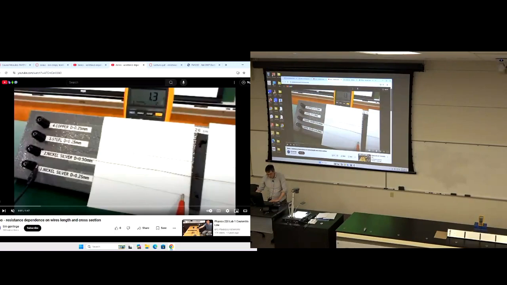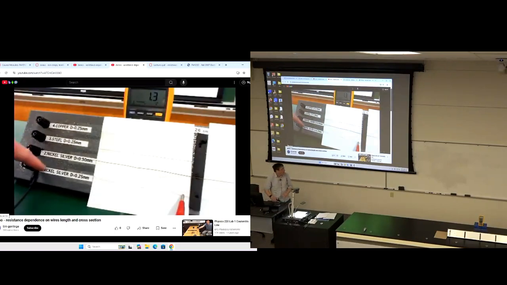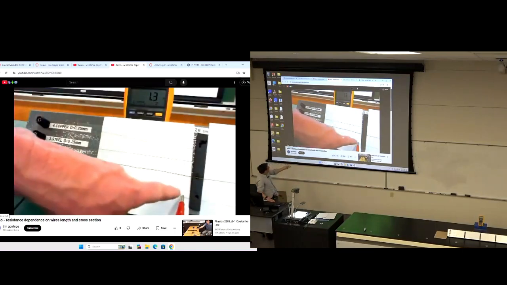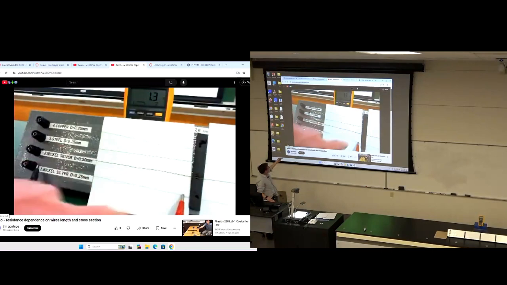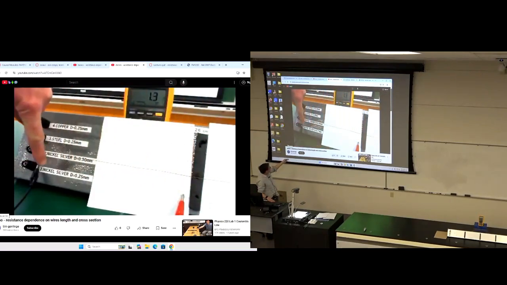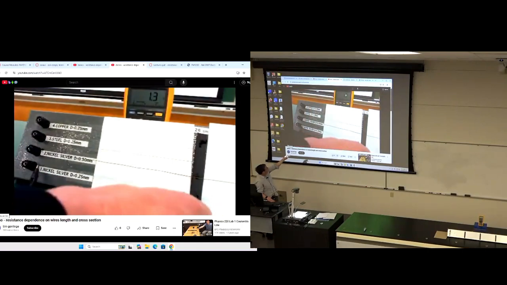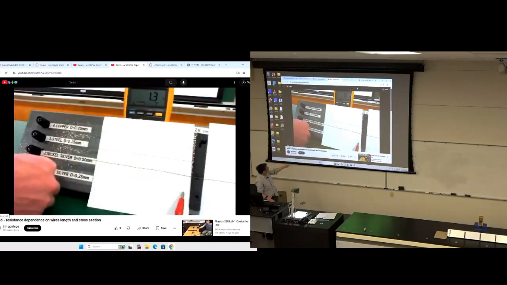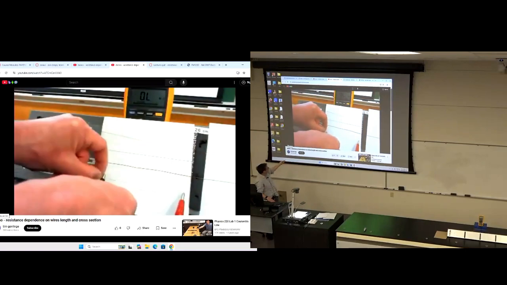So in this, let me start this video. We've got various wires here. This bottom one here is a silver wire, no expense spared, and its diameter is 1/4 millimeter, and I'm going to measure the resistance over this length of it. It's 1.3 ohms. So that's the resistance of this length of this diameter of wire.